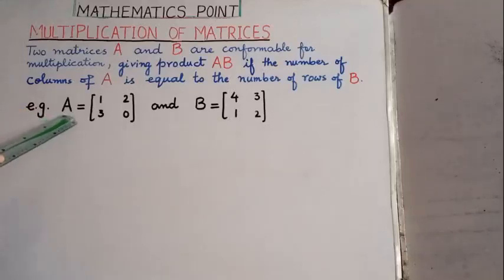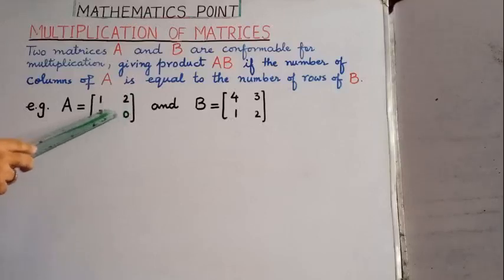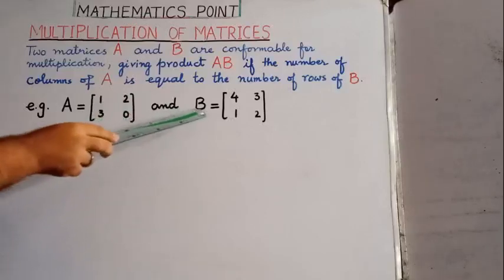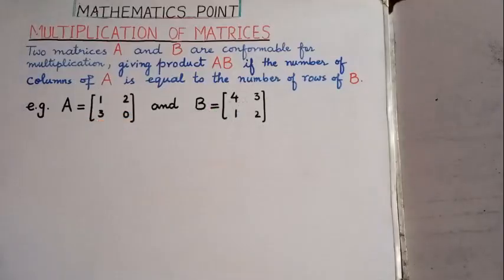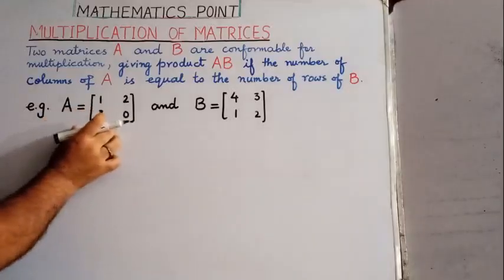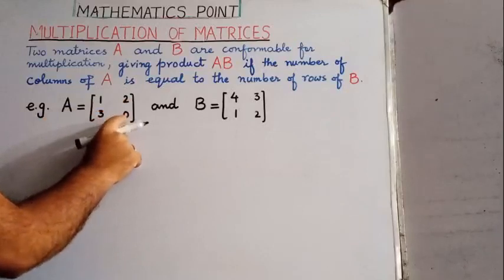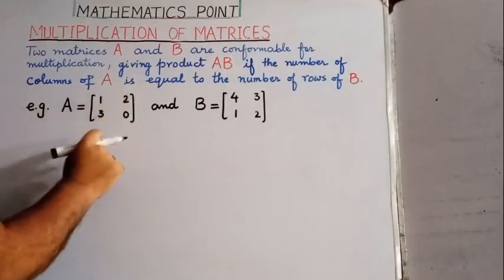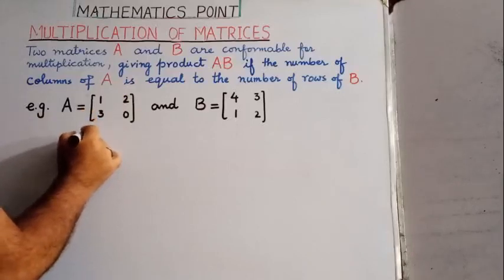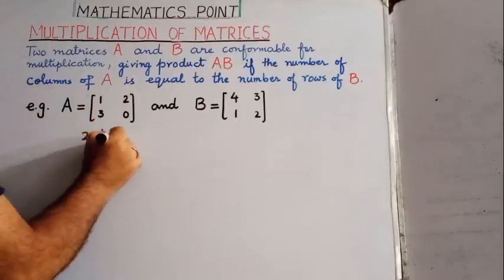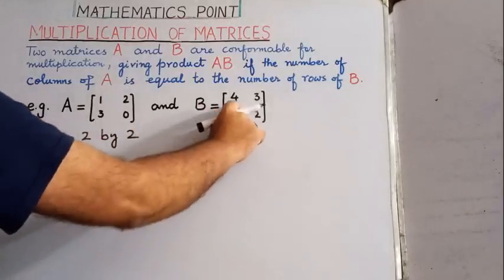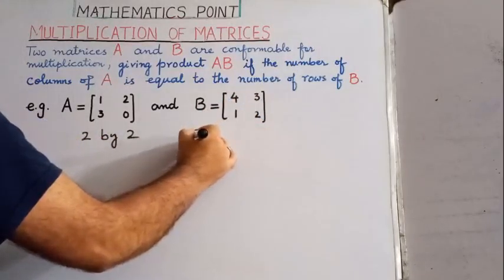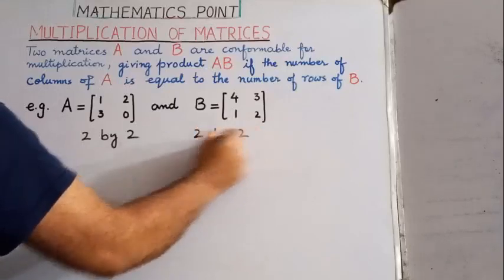Here, first matrix is 1, 2, 3, 0. These are the elements of matrix A, and the elements of matrix B, second matrix, are 4, 3, 1, 2. So first of all, the order of matrix A: how many rows in this matrix? 2 rows, and how many columns? 2 columns. So it means that the order of matrix A is 2 by 2. In matrix B, the order is also 2 by 2 because there are 2 rows and 2 columns.